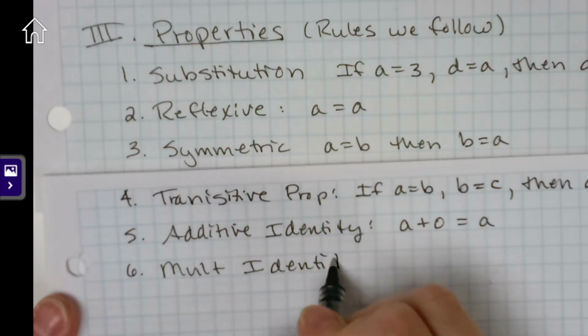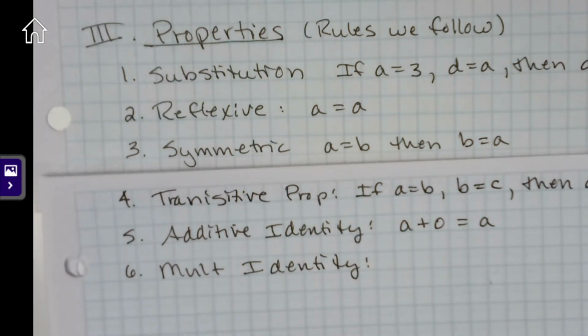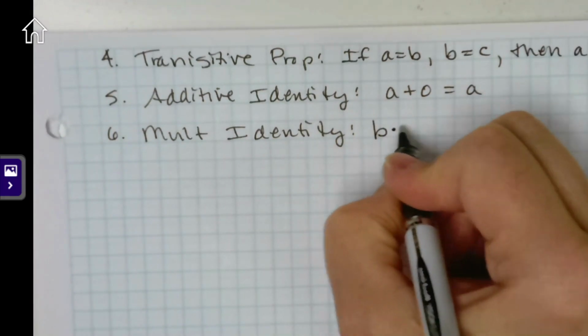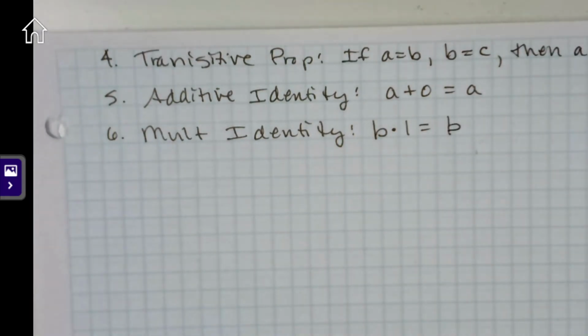Multiplicative identity. Again, it's what you multiply something by, so it doesn't change. Well, that would be a 1. B multiplied by 1 is still a B. That's your multiplication identity.